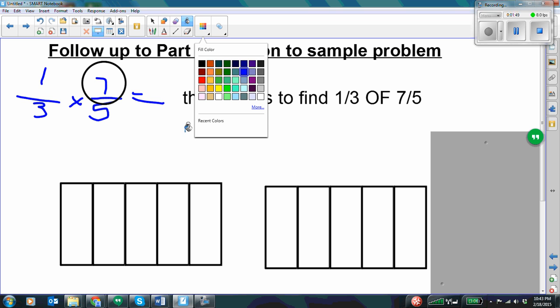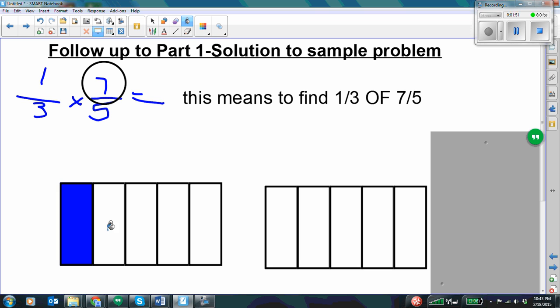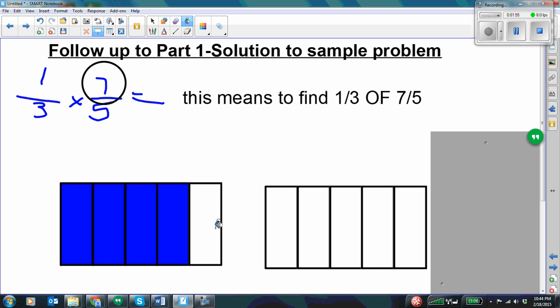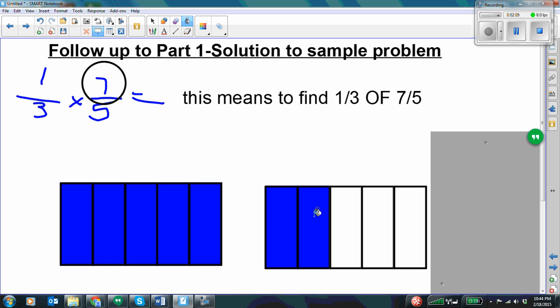So let's fill these colors in. So we know that that's 1/5, 2/5, 3/5, 4/5, 5/5, and that's equal to one whole. And this again is sort of a model of our mixed number. And then in my second rectangle, I'm going to need 1 out of 5 parts and then 2 out of 5 parts. So there's my 7/5. That's what it looks like as a picture.